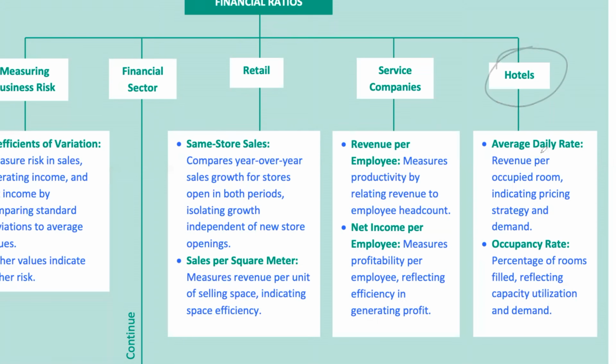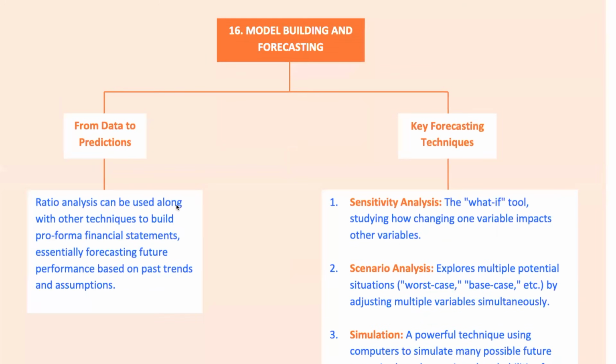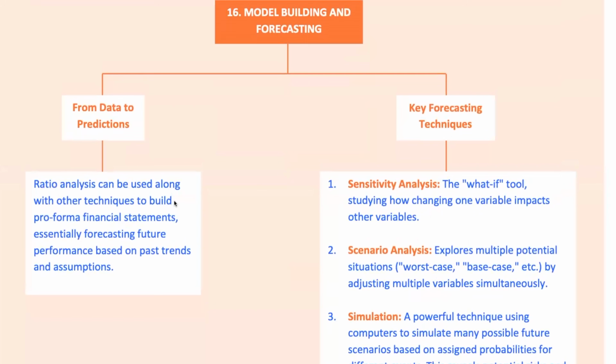For the hotel industry, we use average daily rate, ADR, room revenue divided by the number of rooms sold. Occupancy rate, the number of rooms sold divided by the number of rooms available. These industry-specific ratios provide a more nuanced view of performance and risk, tailored to the unique characteristics of different sectors.